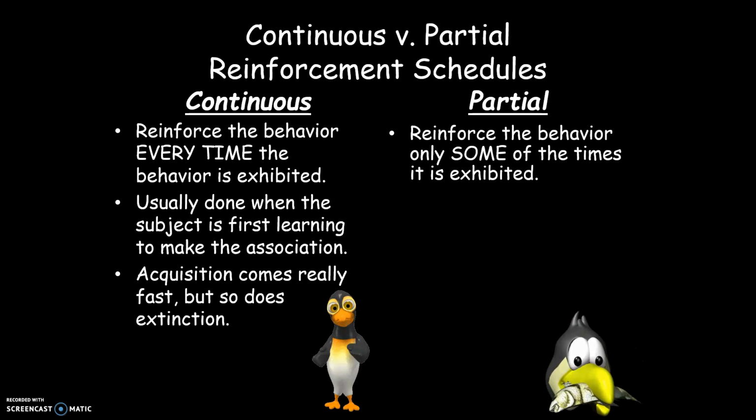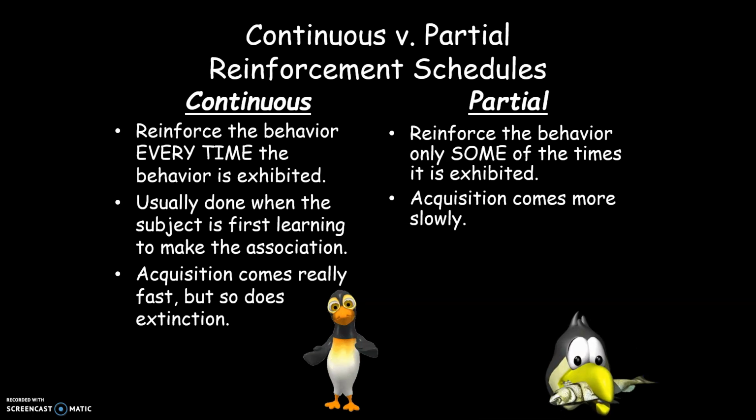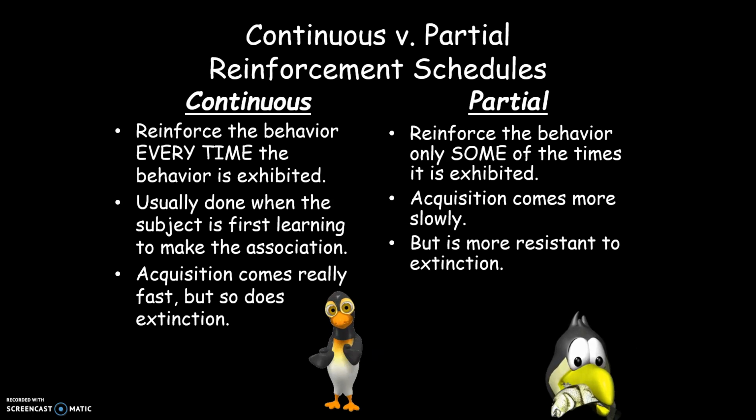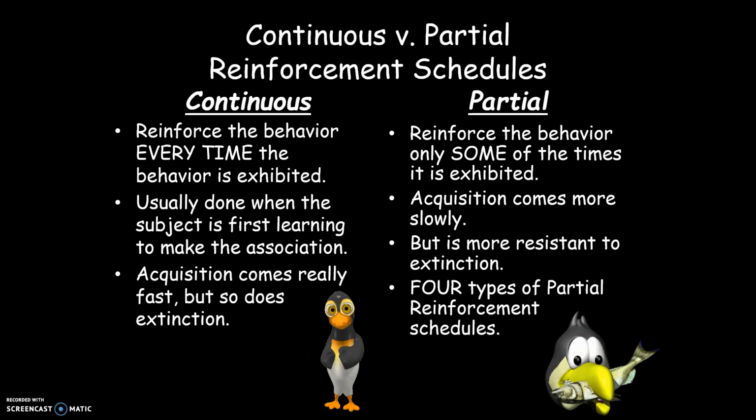Partial reinforcement schedules are the tricky ones. You reinforce the behavior only some of the time it is exhibited. Acquisition happens a lot more slowly, but it is way more resistant to extinction. So there are 4 types of partial reinforcement schedules, and this is where things get tricky because we can tell right off the bat if it's every time the behavior is exhibited or some of the time, but what that some of the time means is different for the different types of partial reinforcement schedules.